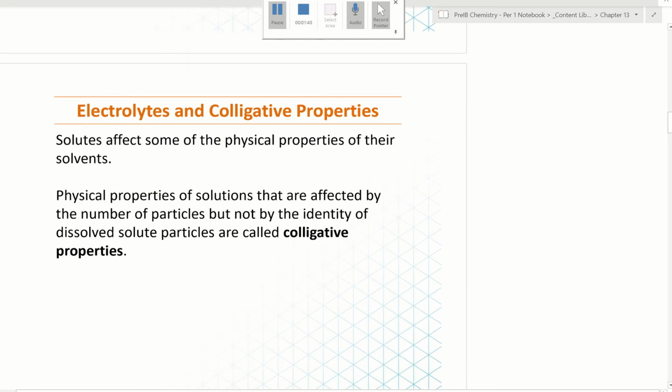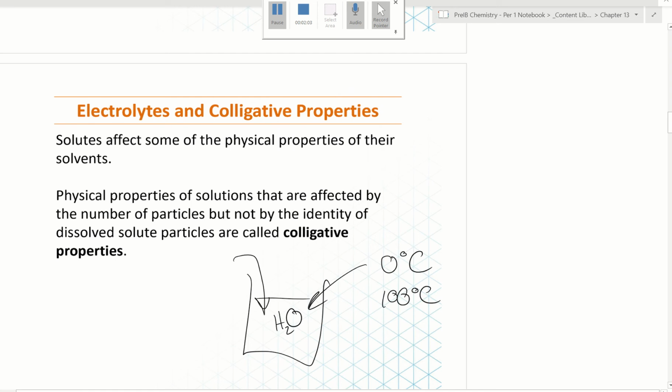Solutes affect the physical properties of the solvent. If you have water, we know that pure H2O freezes at 0 degrees Celsius and boils at 100 degrees Celsius, meaning there's nothing in there but water. But when you start adding things in here, like little ions or little bits of particles, solutes, the physical properties of the water actually begin to change just a little bit. These physical property changes are called colligative properties.